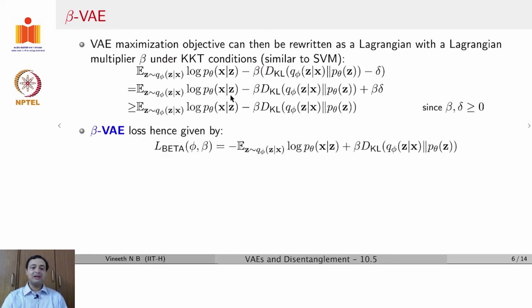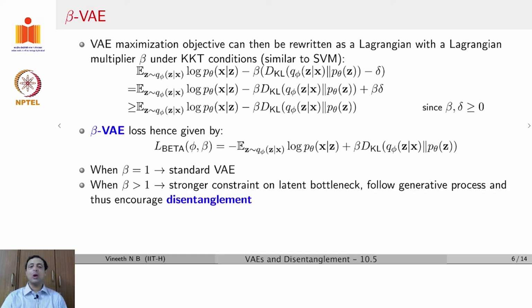One can now write the Beta-VAE loss as: minimize the negative log likelihood plus beta times the KL divergence between approximate posterior and prior. It almost seems like nothing changed from a standard VAE, which is partly true. When beta is equal to 1, you have the standard VAE. However, when beta is made greater than 1, it introduces stronger disentanglement in the generative model.